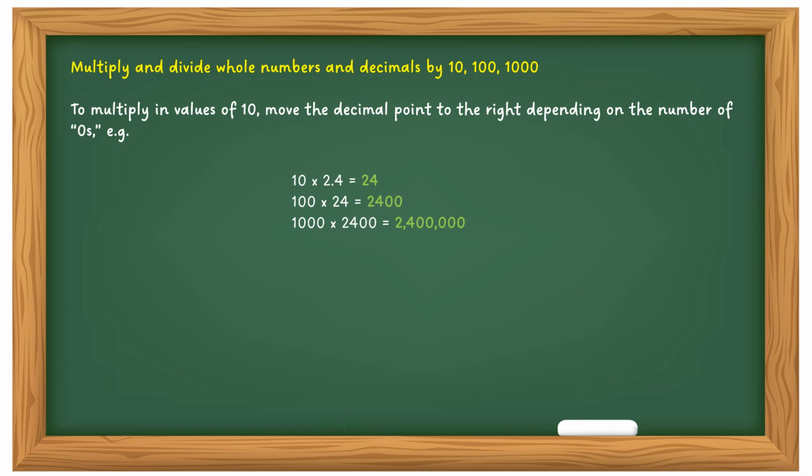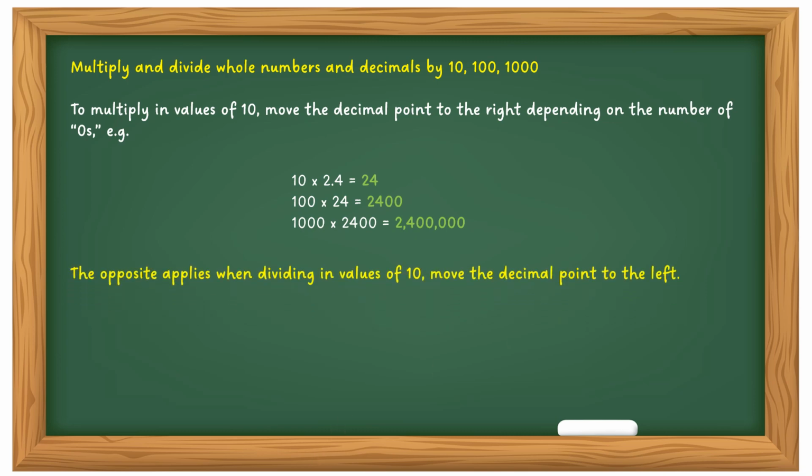Okay, so let's look at dividing. Now the opposite applies when dividing in values of 10. Move the decimal point to the left. So if you take 240,000 and divide it by 1,000, that gives you 240, because all you're doing is taking the decimal point, which is here, and moving it three places to the left. You can see you get rid of the zeros, and what's left is 240.